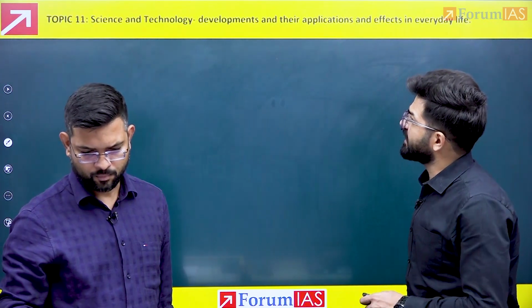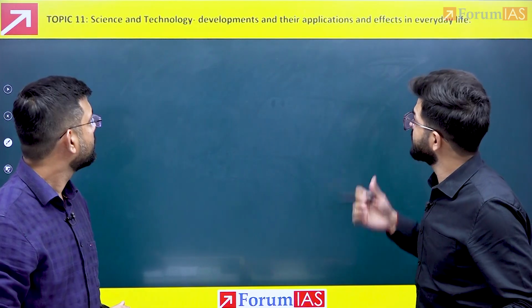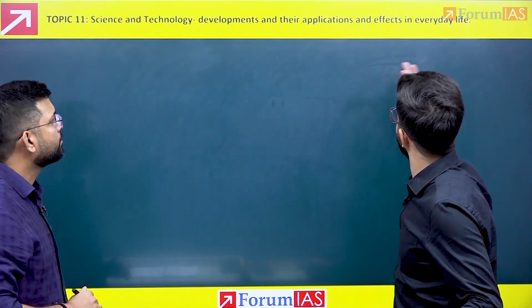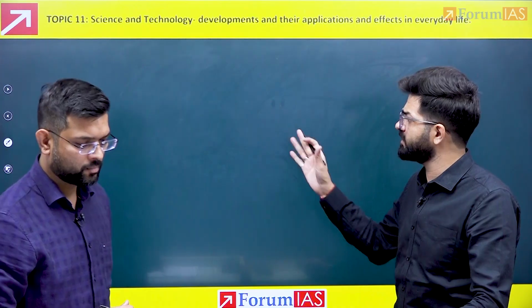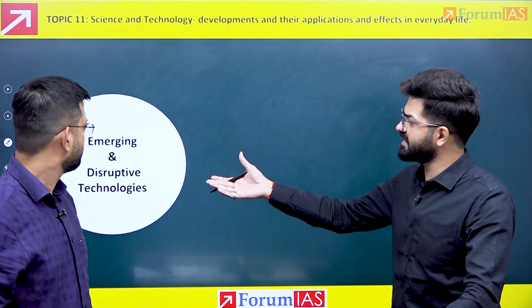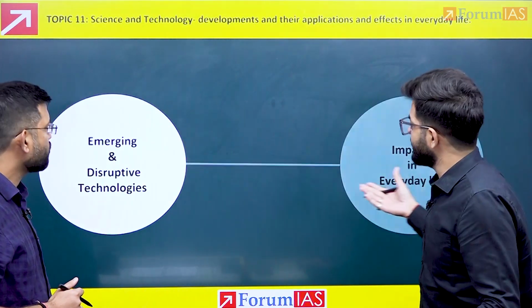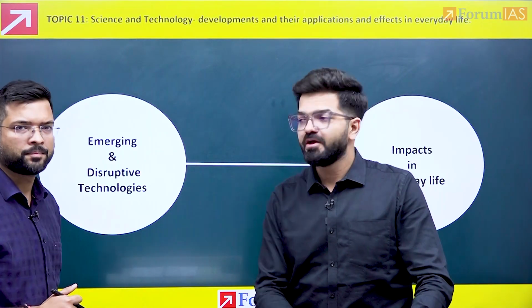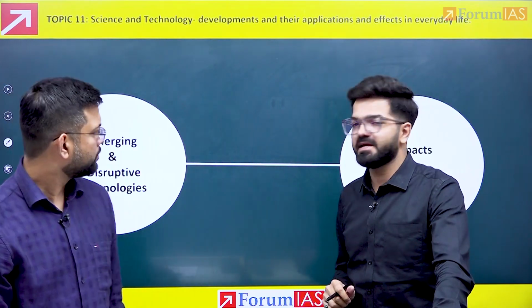Right. So let's start with the first topic itself, science and technology, its development and applications, and of course, effects in everyday life. We have broken this topic down into two things. One is emerging and disruptive technology, and the other is impact in everyday life. So let's have a look at what are emerging and disruptive technologies. As the term itself suggests, it is not just what is being tested in one particular institute of the USA or Europe or Australia or India, but technology which has emerged as a front runner and is impacting our daily lives. That is what it is.